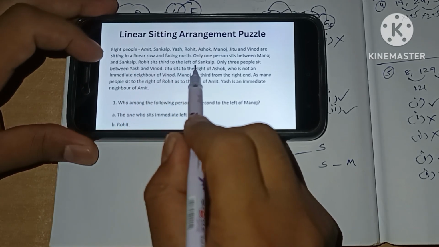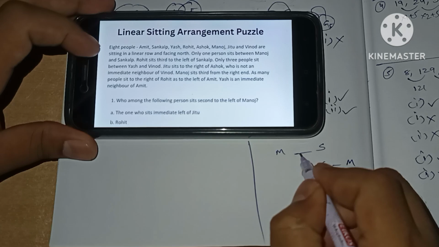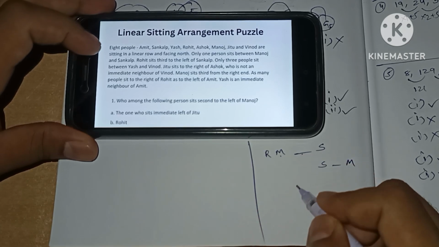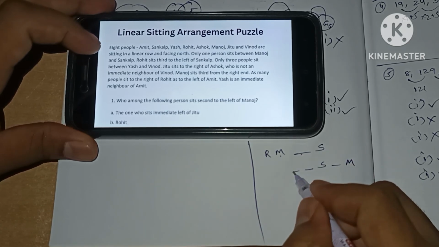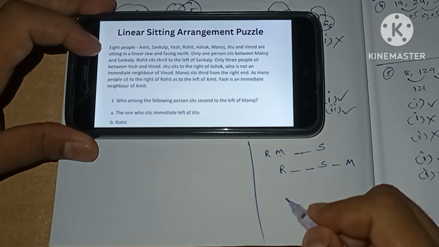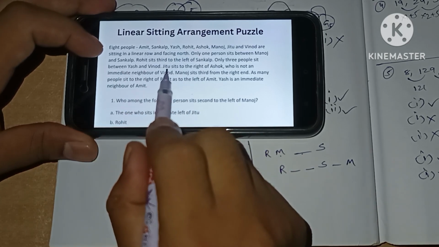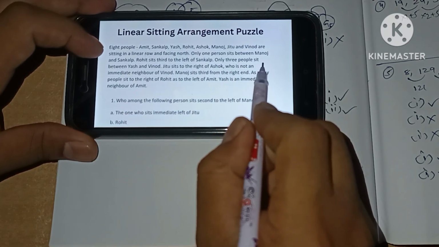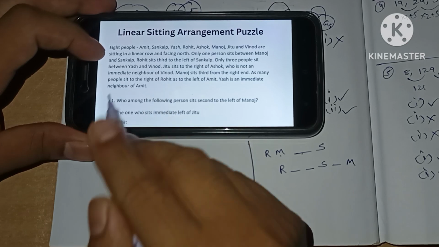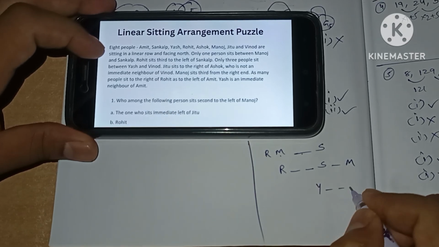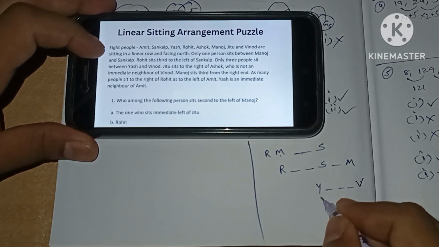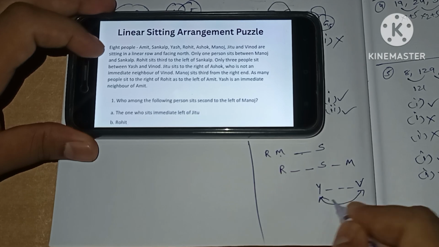Rohit sits third to the left of Sankalp. 1, 2. This is Rohit's place. Next one. Only 3 people sit between Yash and Vinod. 1, 2, 3. Vinod. Yash and Vinod, 3 people sitting between them.